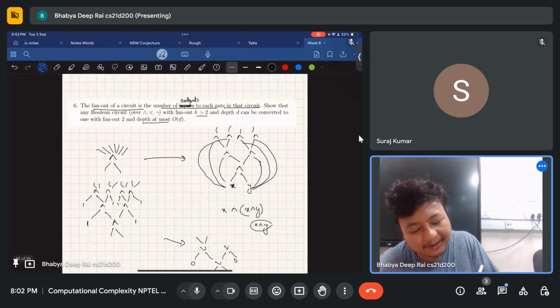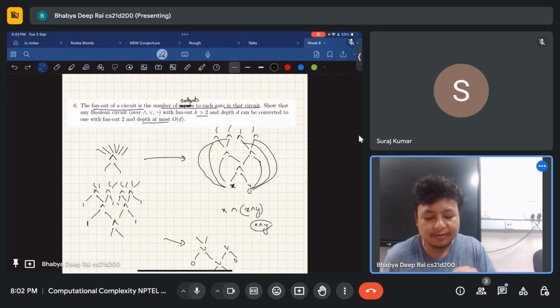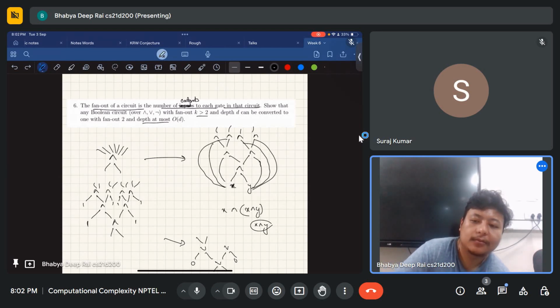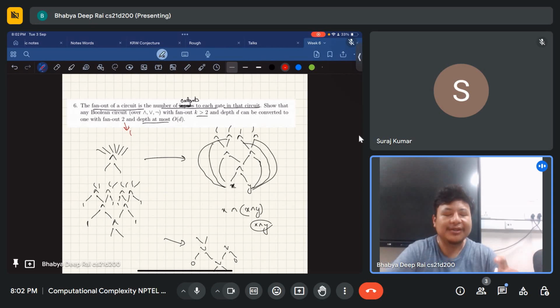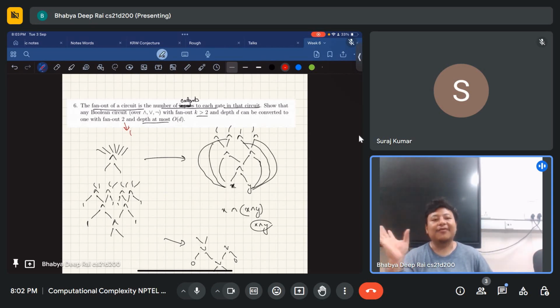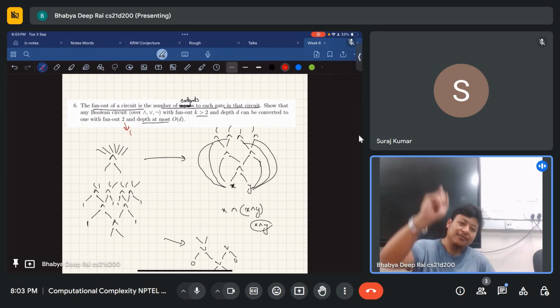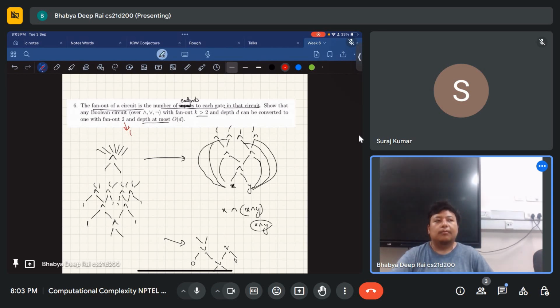So can I convert it? Can I do the same question with fan out 1 instead of fan out 2? Can I use the same technique to convert it into a fan out 2 circuit? Suppose this was a fan out 1 circuit. Because a fan out 1 circuit simply means a formula: one gate's output is feeding to at most one gate. Suraj, is my question clear? Yes, sir. Will the same technique work?